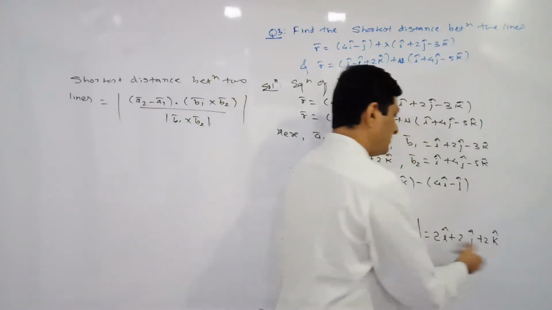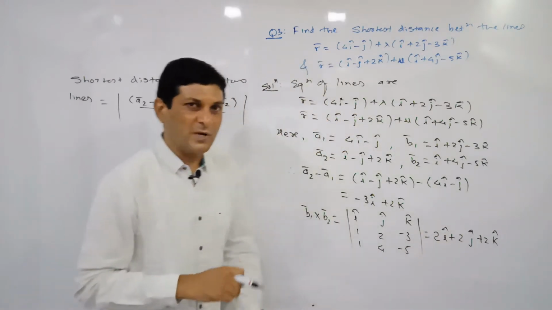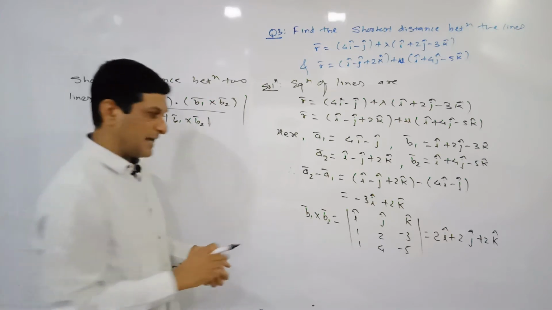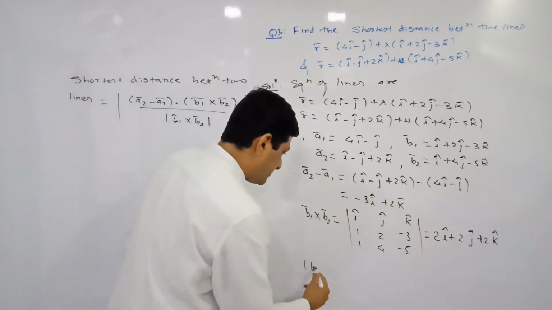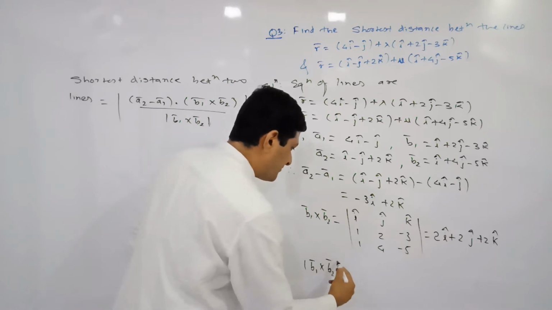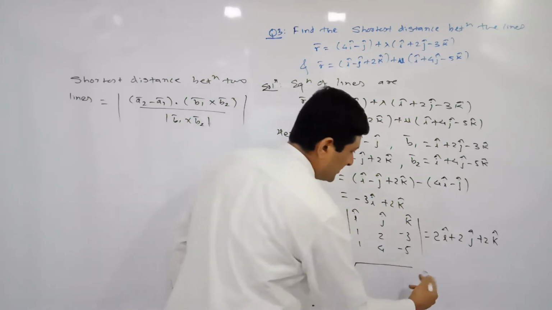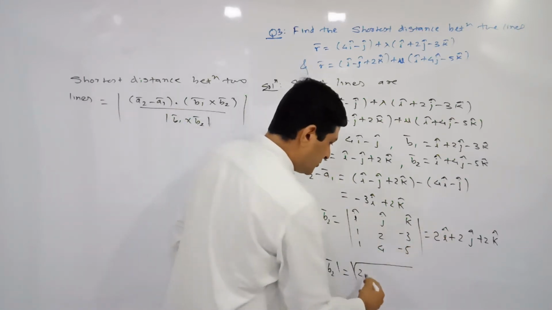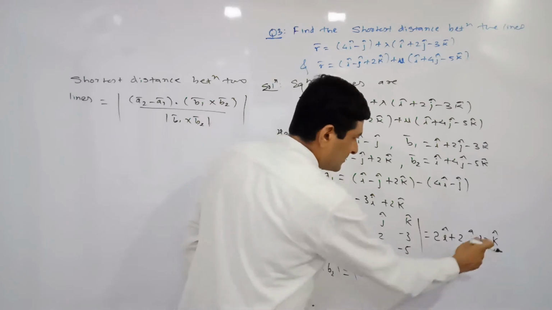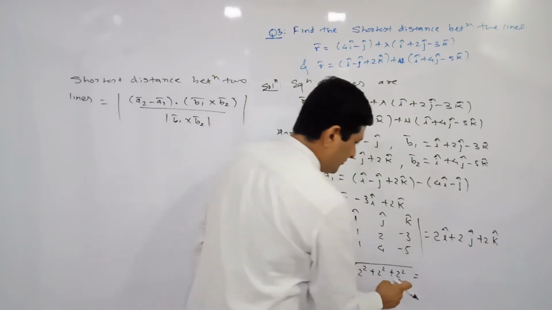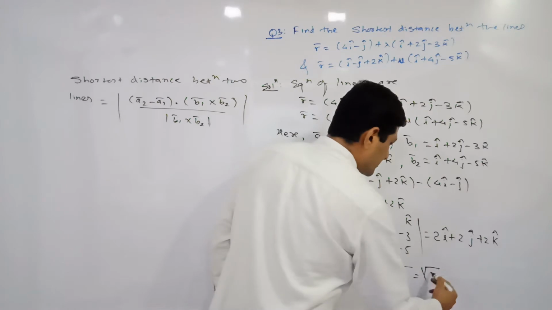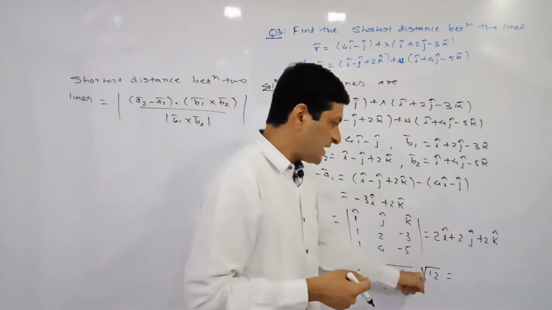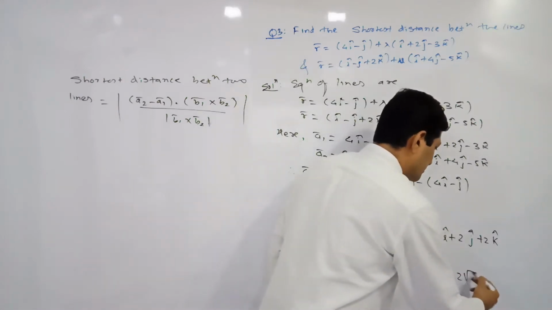So once the value of this cross product is known to us, in the formula we will require magnitude of B1 bar cross B2 bar. So find out magnitude. So magnitude of B1 bar cross B2 bar will be equals to under root magnitude. Once the value in Cartesian form is known to us, so magnitude can be found out as 2 square plus 2 square plus 2 square. So which is equal to 4 plus 4 plus 4 is root 12. So 12 is nothing but multiple of 4. 4 is a perfect square. 4 outside the root will become 2. So it can be written as 2 root 3.